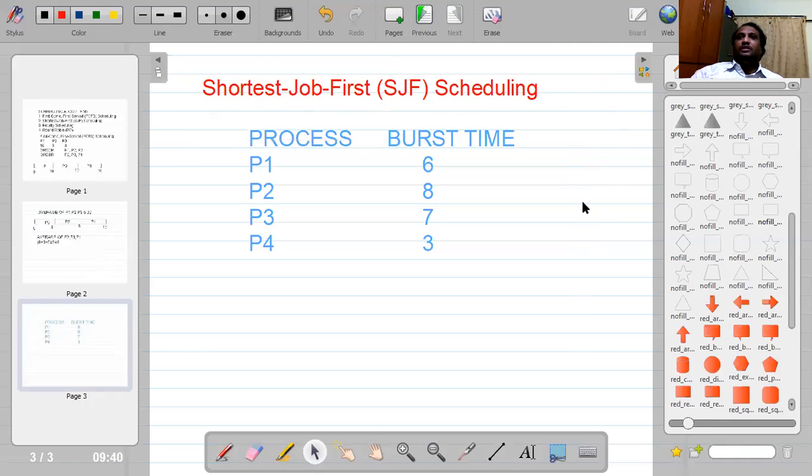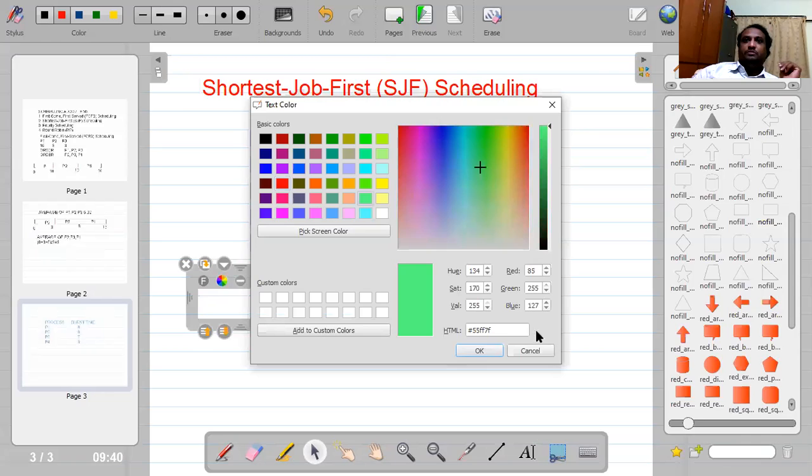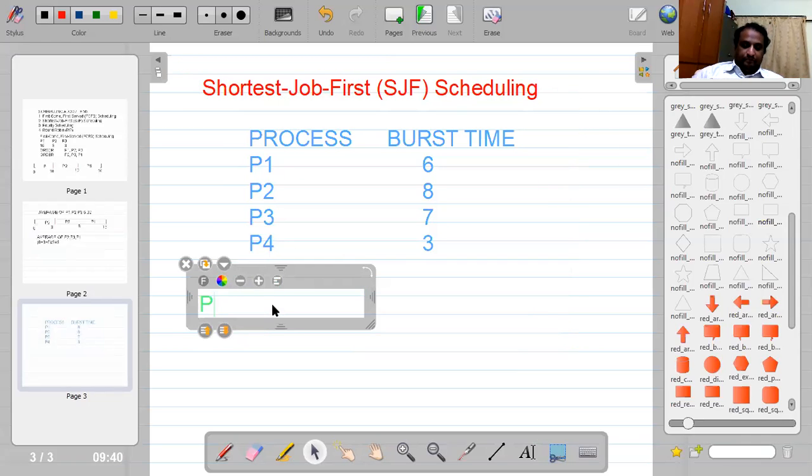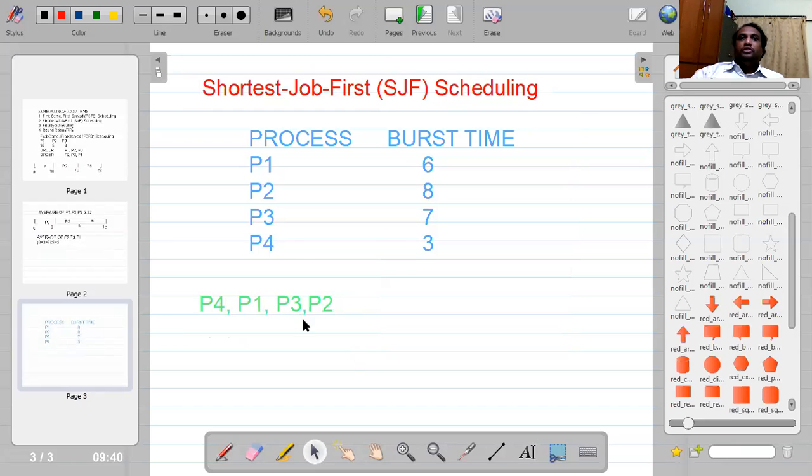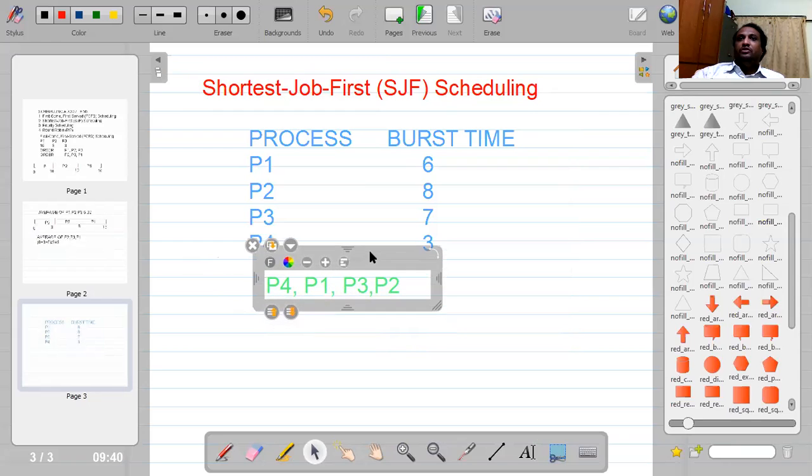So, which is the shortest of all these four? P4 is the shortest one. Okay. So the order of execution of the processes must be first P4, followed by P1, P3, P2. So this must be the order of execution of the processes. Right? Everybody clear till here? Yes, sir.